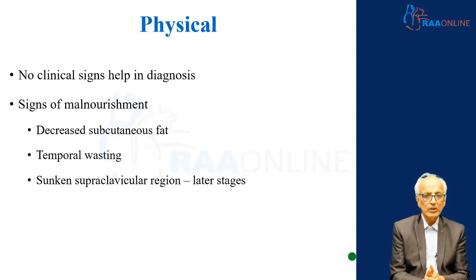Coming to clinical examination, there is no clinical sign to help the diagnosis of chronic pancreatitis. Signs of malnutrition may be present if the presentation is late in the stage, showing a decreased subcutaneous fat, temporal wasting, sunken supraclavicular region. These are all seen only in the late stages of the disease.